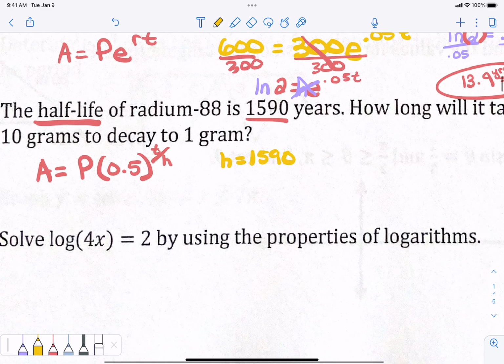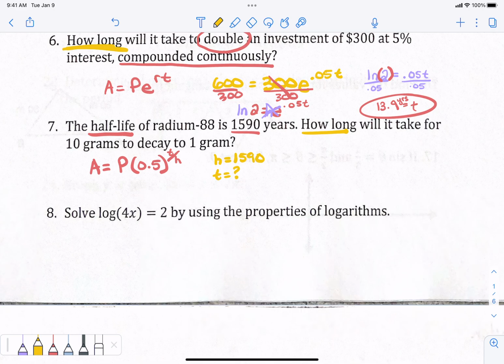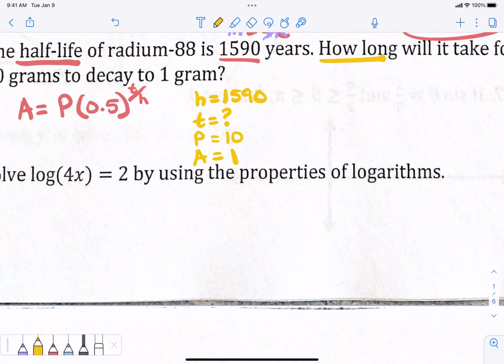What does that tell you? We are solving for time. I'm going to put a question mark on time. How long will it take for 10 grams, which is P, the starting amount, to decay to 1 gram? That's the after. All right, so let's plop stuff in. So A is 1, P is 10, and 0.5.